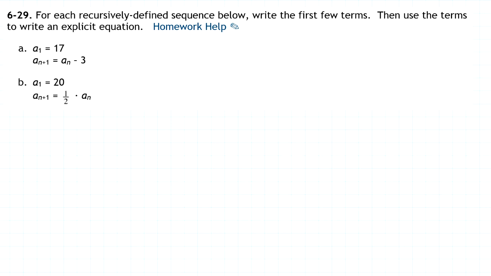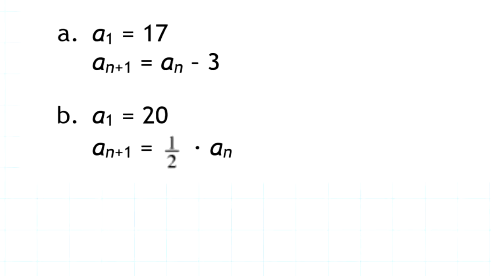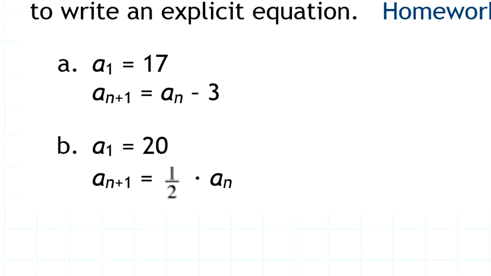So in question 29, we're given two recursively defined sequences. Remember, a recursive definition of a sequence always consists of two things. We need to be told what the first term is, or a particular term in the sequence, and we also need to be told how to get to other terms. So this says the next term is the current term minus 3. So this is decreasing by 3 each time.